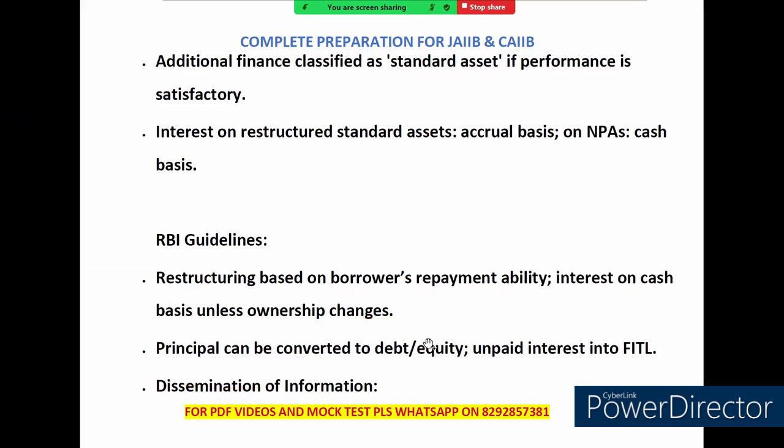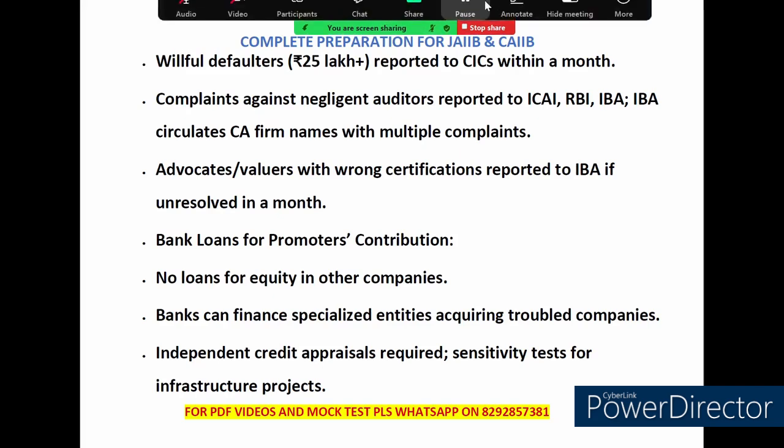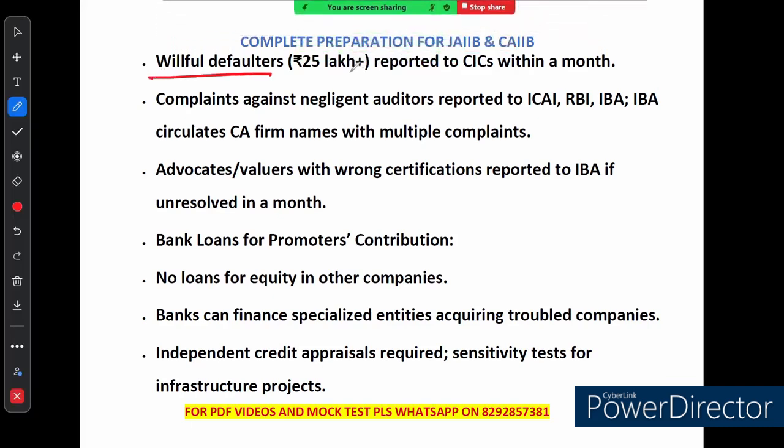Now, let's talk about the dissemination of information. Very important point. So let's discuss the responsibilities banks have regarding willful defaulters, another key issue. If a borrower is a willful defaulter, you know what a willful defaulter is, right? Meaning they have defaulted on a loan of 25 lakh or more. Bank must report this to the CIC, Credit Information Company, within a month.